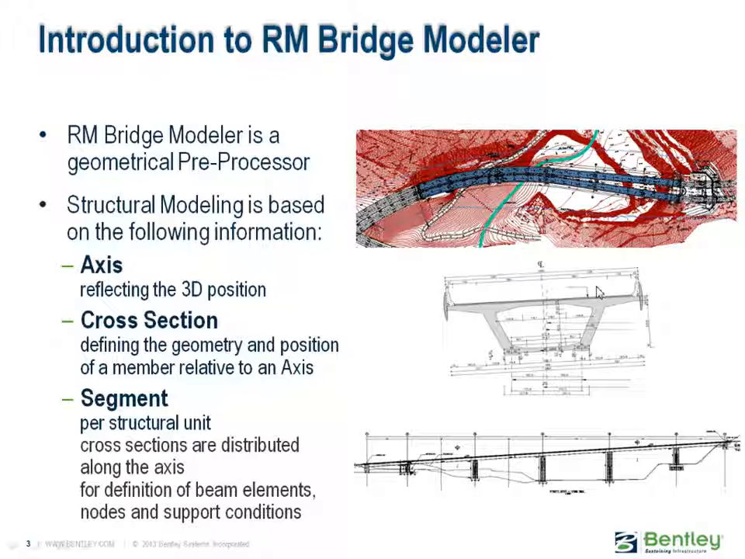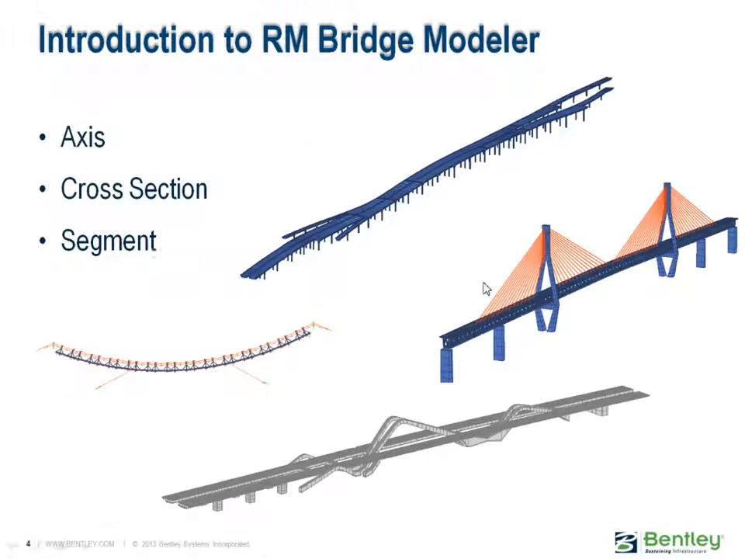Consequently, the alignment of such a project in RM Bridge Modeler is input as axis and defines the first direction of the structural model. The other two directions are defined by the so-called cross-section, whereas the input cross-section not only defines the cross-section of a beam, but also its position relative to the axis. And finally, the segment is the tool where all this information is put together to get the structural model.